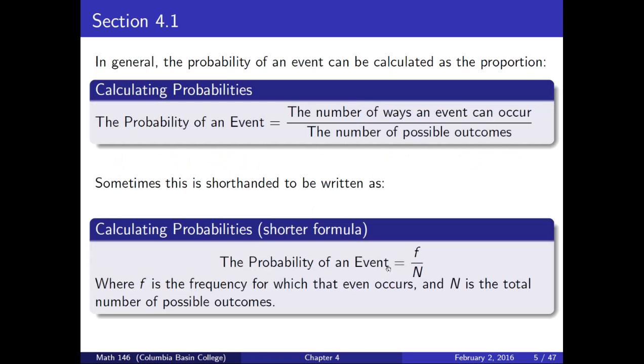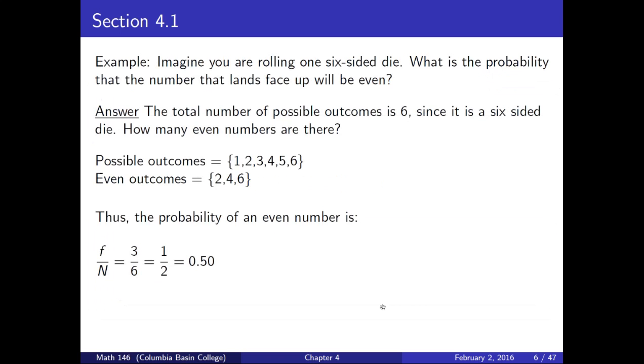In general, probabilities can be calculated by taking the number of ways an event can occur divided by the number of possible outcomes. In your book, they kind of shorthand this. They write it as an F over N, where F is the frequency, or how often it occurs, and N is the total number of possible outcomes.